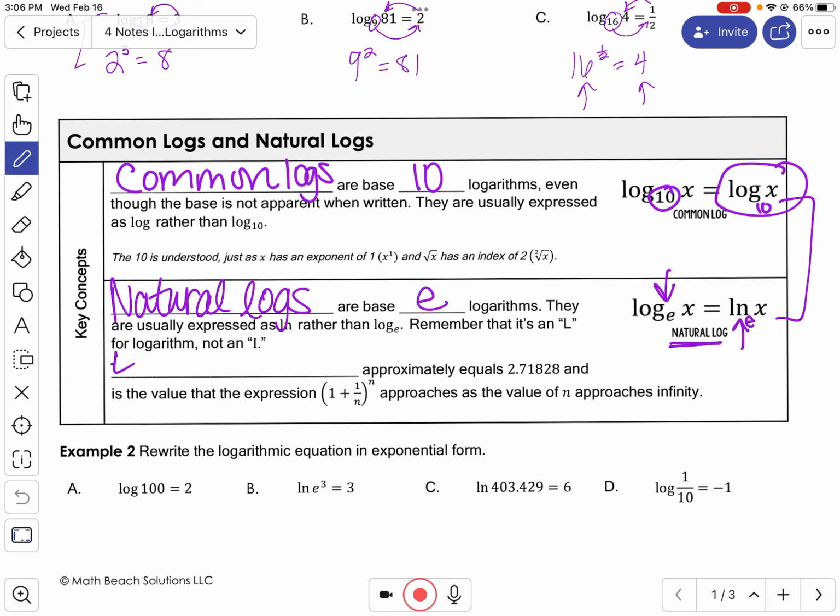Okay, so Euler's number e is approximately 2.71828, and so on. Okay, it is the value that the expression 1 plus 1 over n raised to n approaches as n goes to infinity. Okay, so it just means it keeps going and going and going.